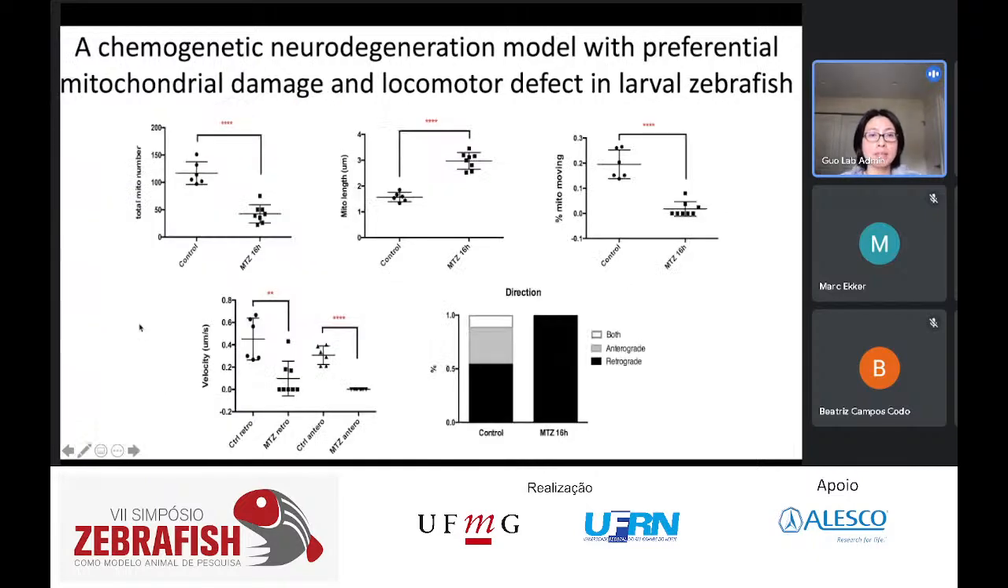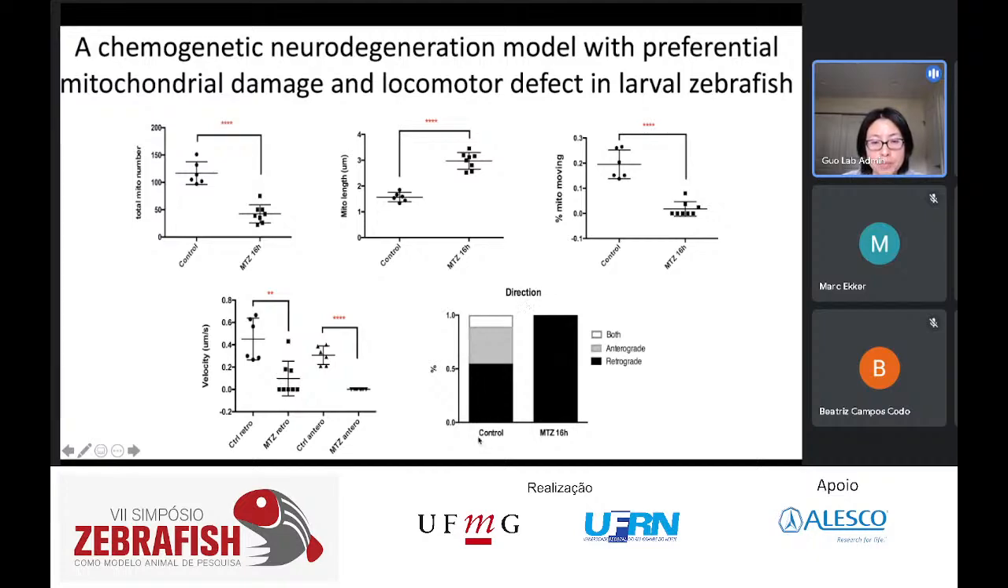And we quantified these mitochondria dynamics by looking at the total mitochondrial number, the mitochondrial length, how many mitochondria are moving around, as well as the velocity of mitochondria movement. And we observe significant differences between control and MTZ treated dopamine neurons. Interestingly, we also quantified the direction of mitochondria movement.